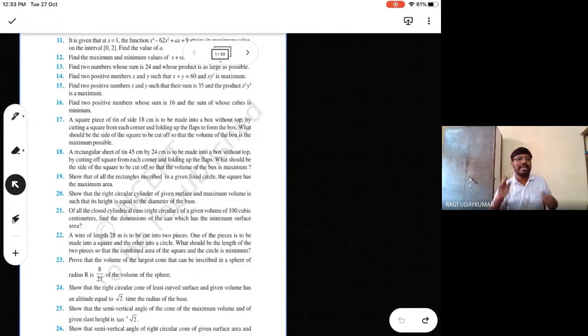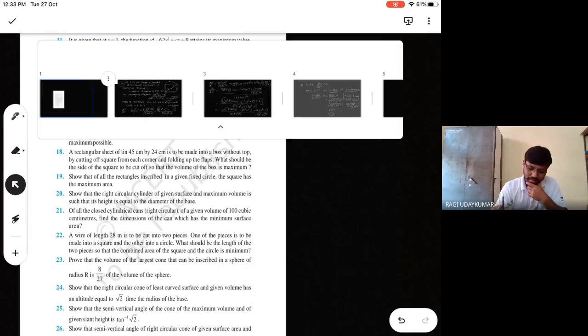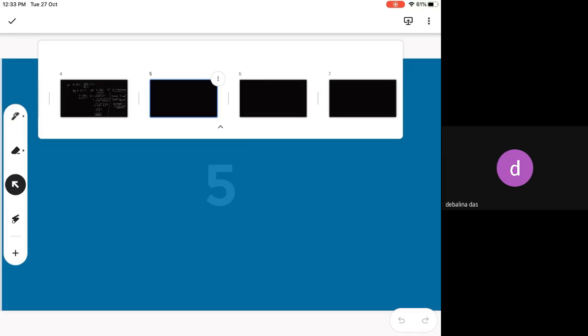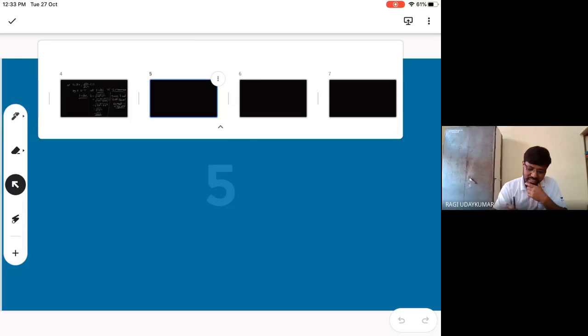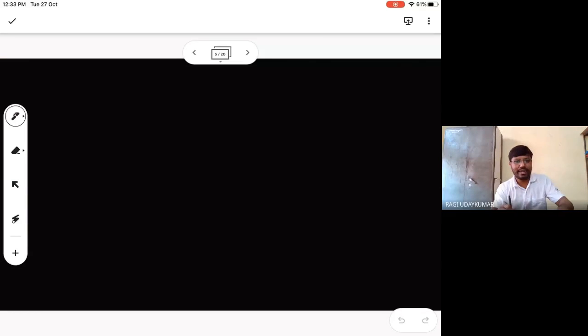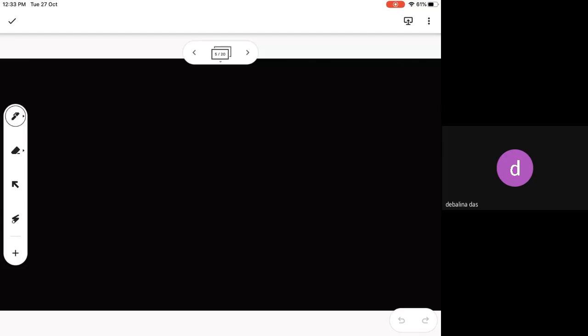So for a cylinder, what is the surface area of the cylinder? Total surface area of the cylinder. First you tell me that. Can you please repeat the question again? What is the total surface area of the cylinder?